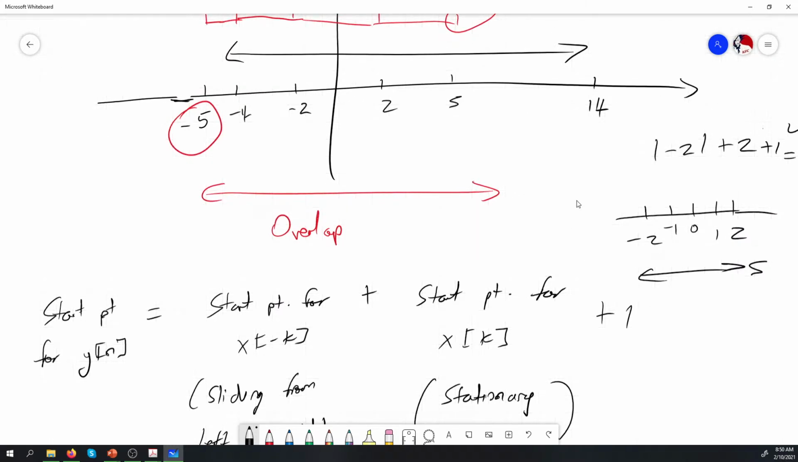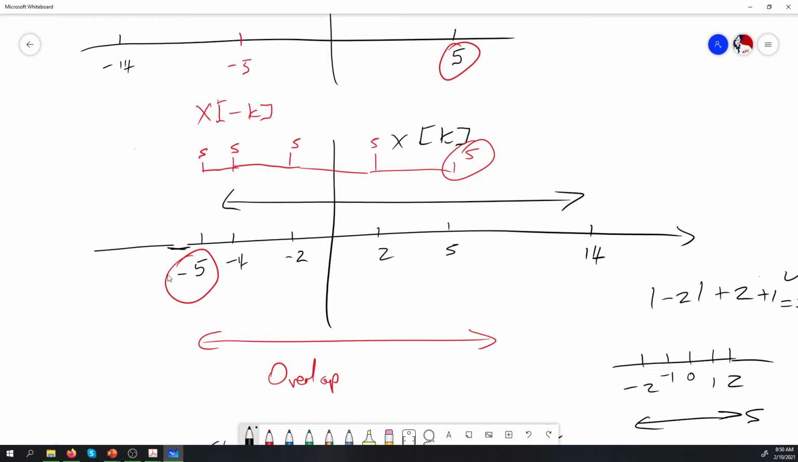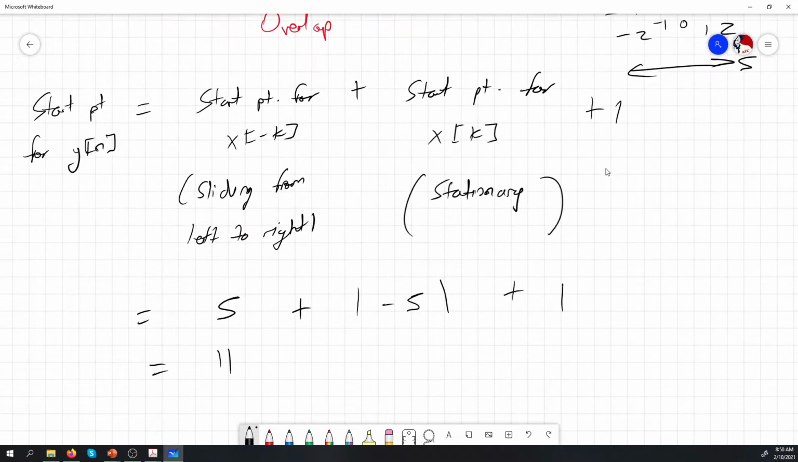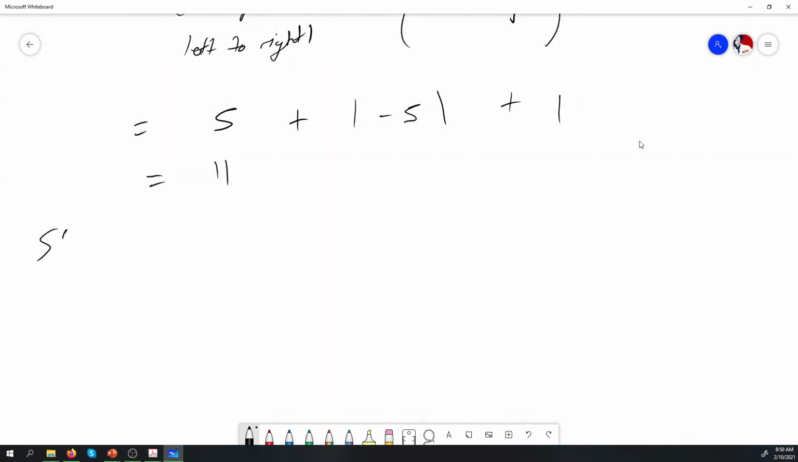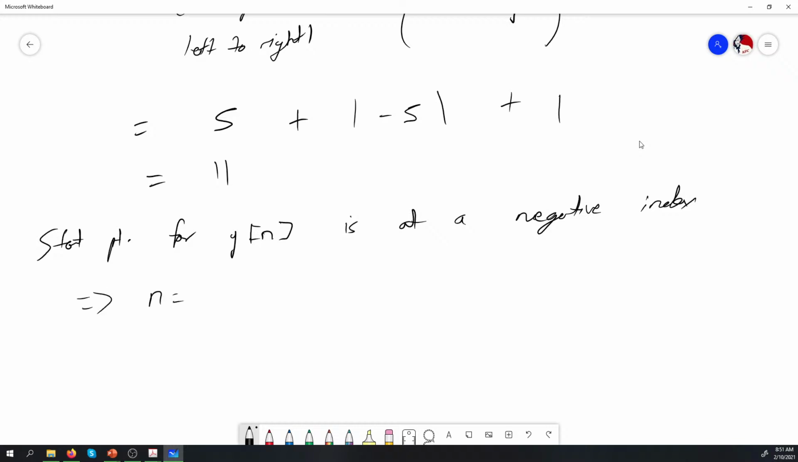Now, however, when we visually watch where our start points coincide when we start doing the convolution, it was at a negative index. So, because it was at a negative index, the start point for y of n is at a negative index. That means n here is going to be -11 because we have to factor in that negative index. So that's how we get the start point here being y of -11 in particular.